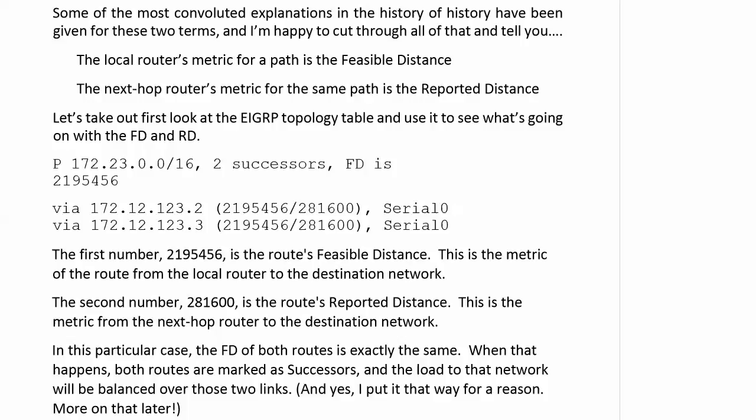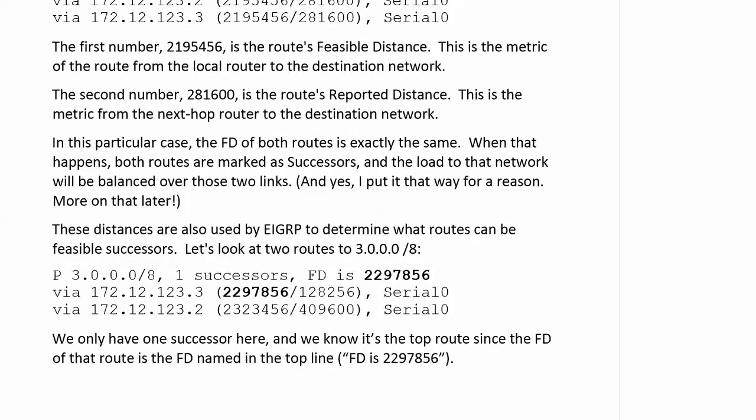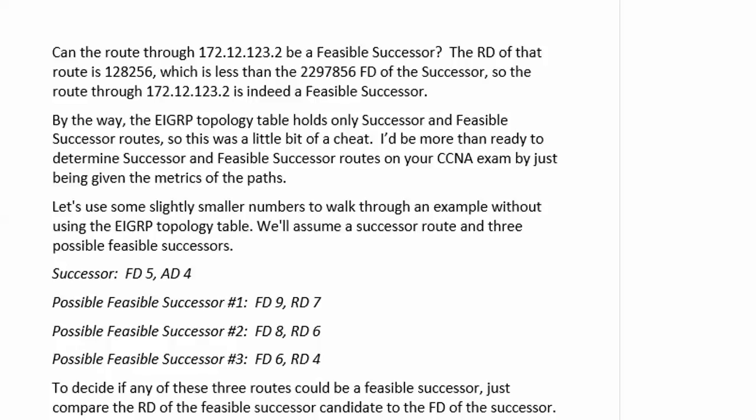Now, these distances are also used by EIGRP to determine what routes can be feasible successors. And now we're going to look at two routes to the 3.0.0.0/8 network. We've got the letter P again. That seems to be coming up a lot. We've got 3.0.0.0/8, one successor, and then feasible distance is 2297856. Now, we only have one successor here. We know it's the top route since the FD of that route is the FD named in the top line. I also bolded it to make it even more obvious.